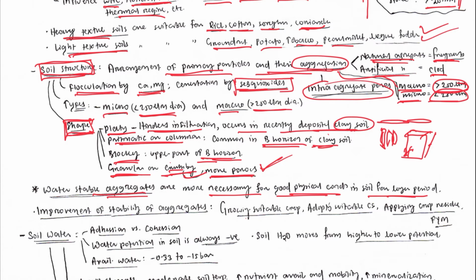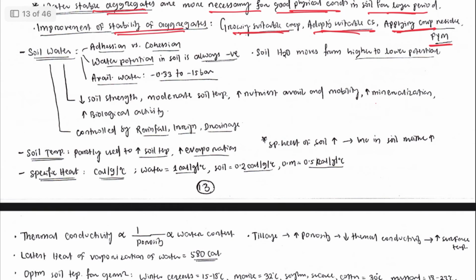Then improvement in stability of the aggregate. How can we improve the stability of the aggregate? Growing suitable crops like leguminous crops is mostly adopted. Adopting a suitable cropping system, so crop rotation, crop rotation with leguminous crop, and intercropping with leguminous crop are also recommended. Then applying crop residue in the soil and adding organic matter like FYM and vermicompost can improve the stability of the aggregates.